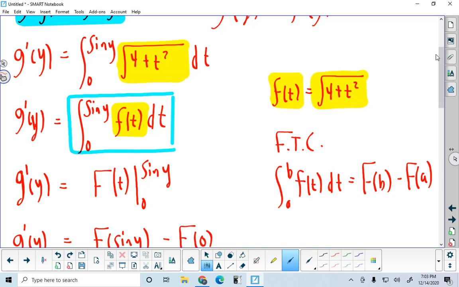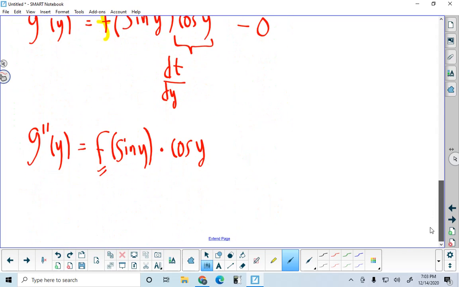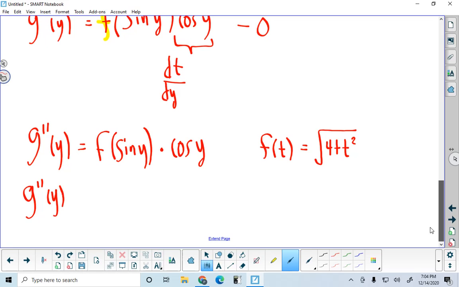This is a bizarre question. It's f of t, which is the square root of 4 plus t squared. So that f on the right-hand side is represented by this function. So to find f of sine of y, we're going to put sine of y in where there's a t. And I'm going to have the square root of 4 plus sine of y quantity squared. And of course, we know that's sine squared of y. But then I have this, because of the chain rule and how we did this with the fundamental theorem of calculus, we have times cos of y.